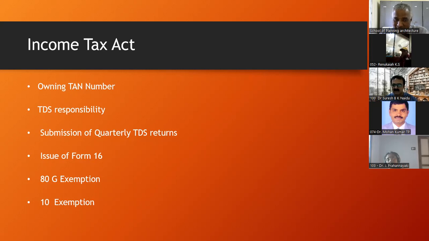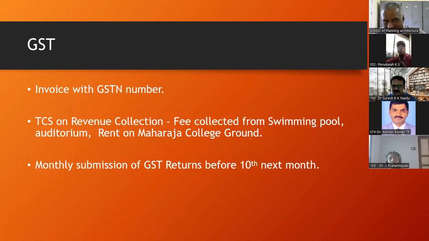Means they have to get a new exemption certificate. Then only the employees will get the directions. Another important part is GST. And now the invoice with the GSTN number. For any expenditure you want to make payment, GSTN number is compulsory. You have to verify whether GSTN number is there or not.